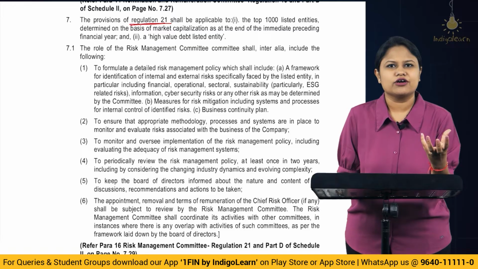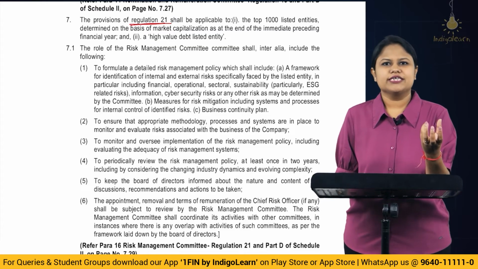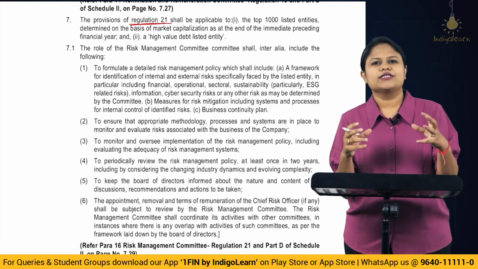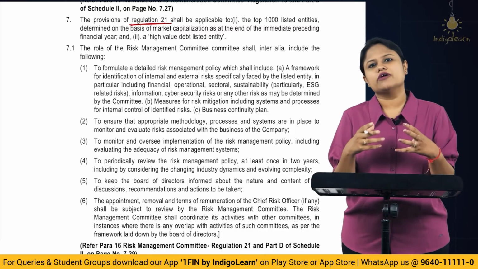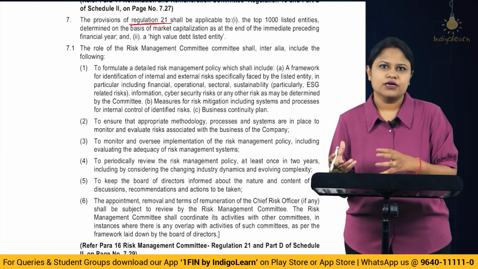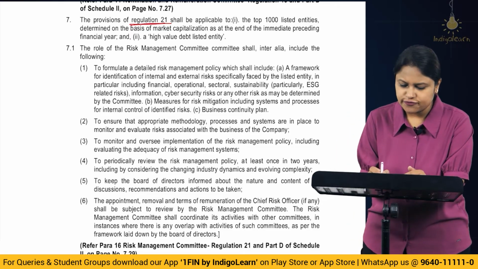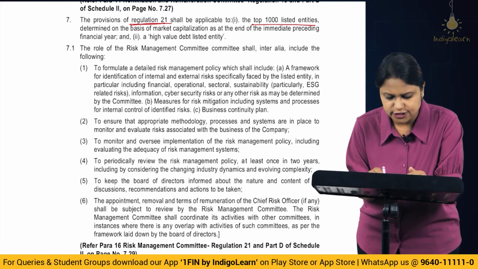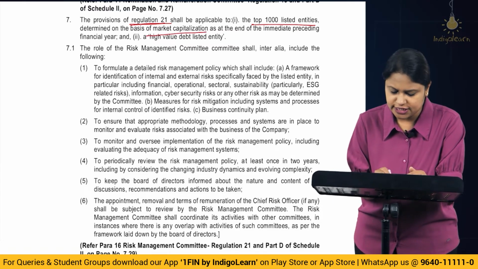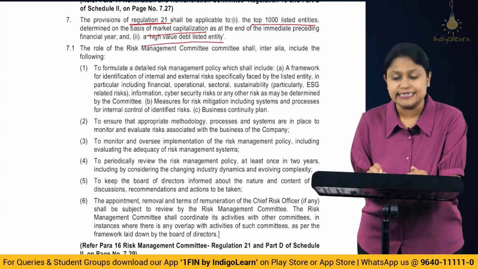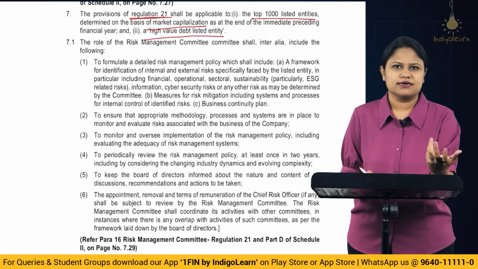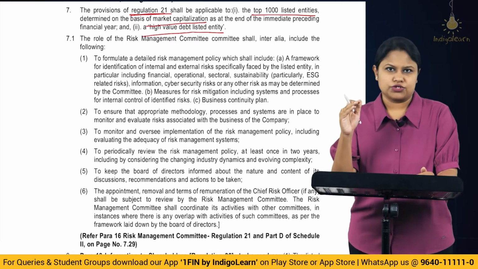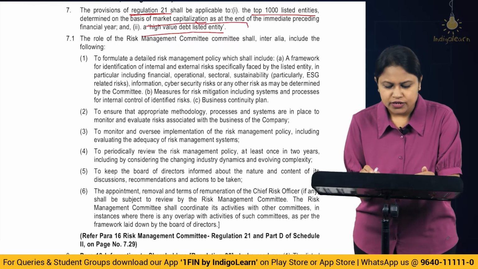There is also to be a committee called the risk management committee. This committee is going to take into account all of these policies and procedures. Here there has been an insertion explaining the role of this risk management committee, which has been formed out of the board of directors. First of all, regulation 21 shall be applicable to the top 1000 listed entities determined on the basis of market capitalization at the end of the immediately preceding financial year, and high value debt listed entities. The meaning of high value debt listed entities is quite simple.